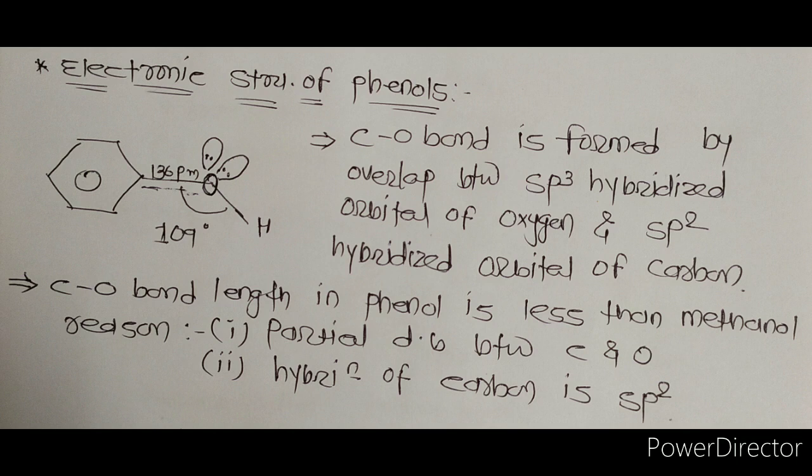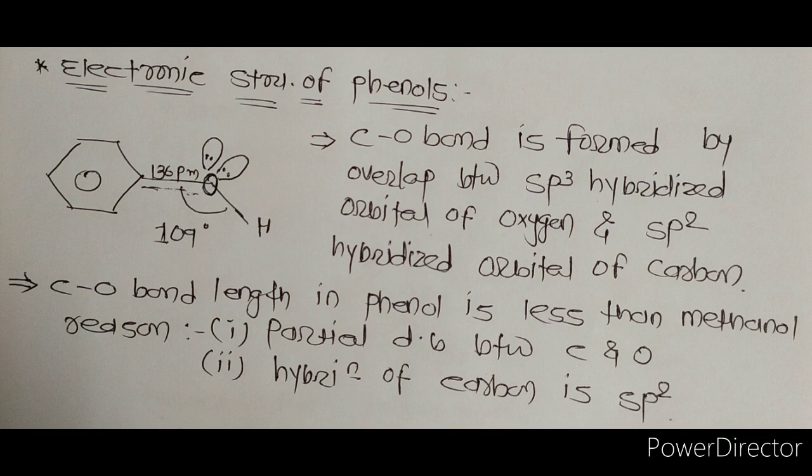Here, two reasons are there. The first reason is that oxygen is more electronegative while carbon is less electronegative, hence a partial double bond is formed between carbon and oxygen. Because of this reason the bond length decreases. And the second reason is that the hybridization of carbon is sp2. Maybe they ask in a question why the CO bond length in methanol is longer than the CO bond length in phenol.